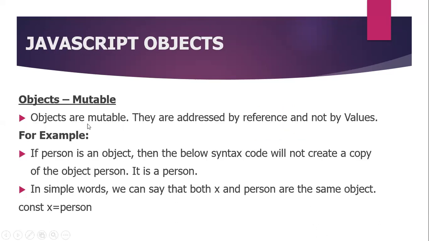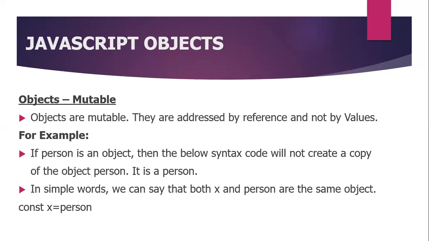Objects are mutable. In JavaScript, objects are mutable, meaning they are addressed by reference, not by value. While creating an object, the object with the corresponding address will be saved under an object name. If I assign the same object to another object, the entire address will be referred to the new object. So the copied object will have both the value and the address of the object.